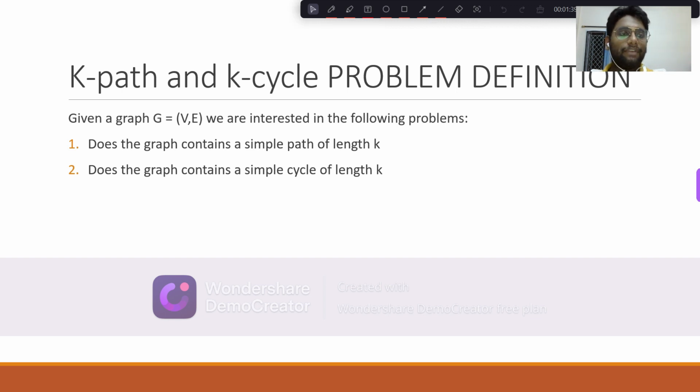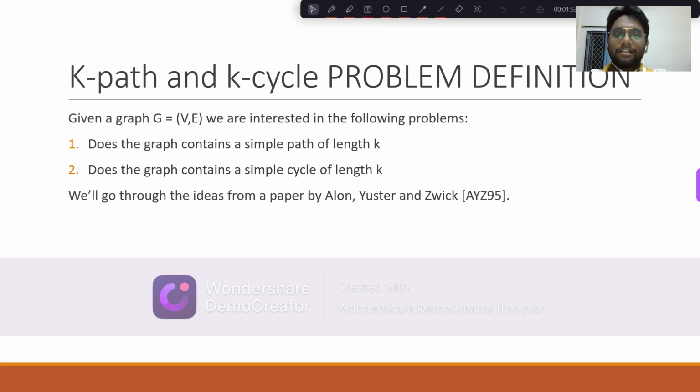To solve it, we will use the color coding algorithm. But before that, let's use the naive algorithm of random orientation and see, without any particular approach, what time complexity it gives and how we can improve upon it. This whole thing goes back to the paper of Alon, Yuster and Zwick, which was published in 1995.